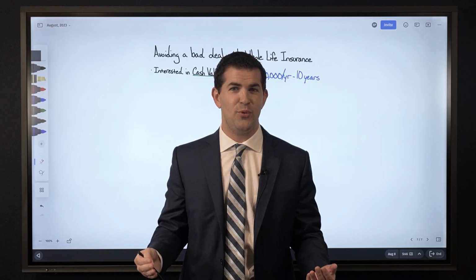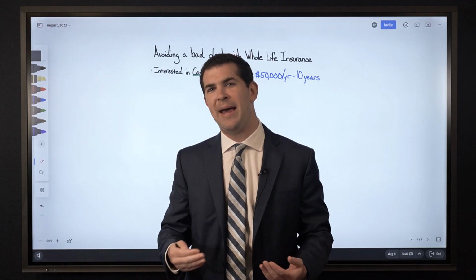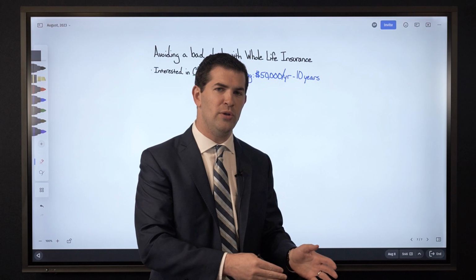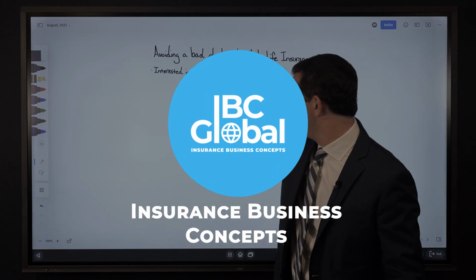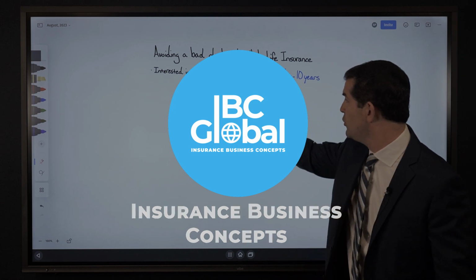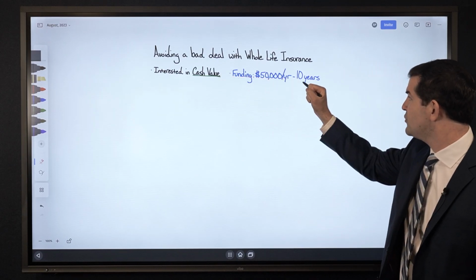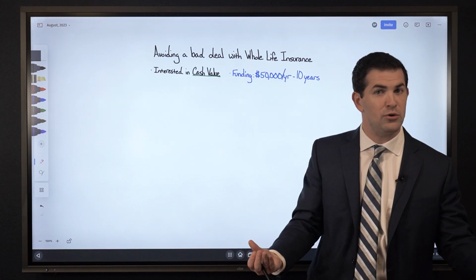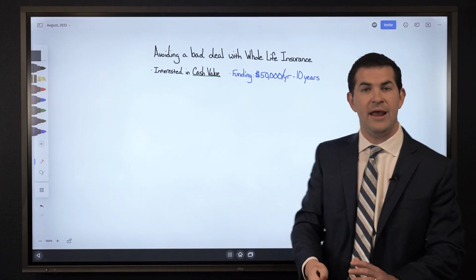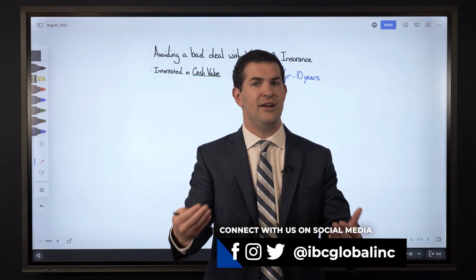In today's video, we are going to talk about how to avoid a bad deal when it comes to starting a whole life insurance policy. We'll talk about someone who is specifically interested in the cash value benefit and they're looking to fund a policy with $50,000 per year for 10 years. So that's a total of $500,000 that they want to get into the policy. And again, their interest is the cash value.